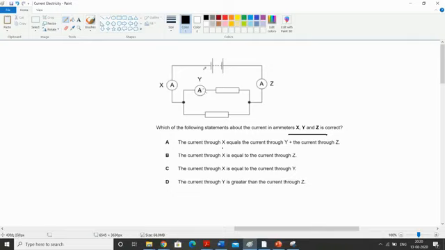Wrong, because the current which is coming out of the battery is Z, and the same current should be going back into the battery. So the Z and the X current should be equal. So the current through X is equal to the current in Z. That's the answer, because whatever the current is coming out of the battery, the same current goes into the battery.